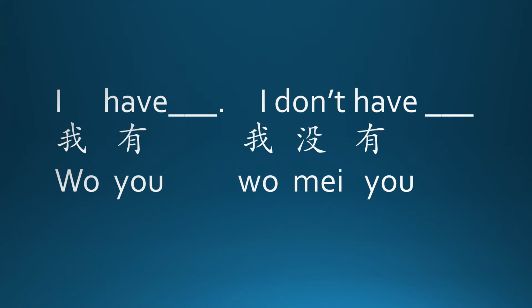Figuring out Chinese here, and today we'll be learning the vocabulary I have and I don't have. I have, and then you would say a possession. I don't have, and then you would say a possession. So I have is 我有 and I don't have is 我没有.